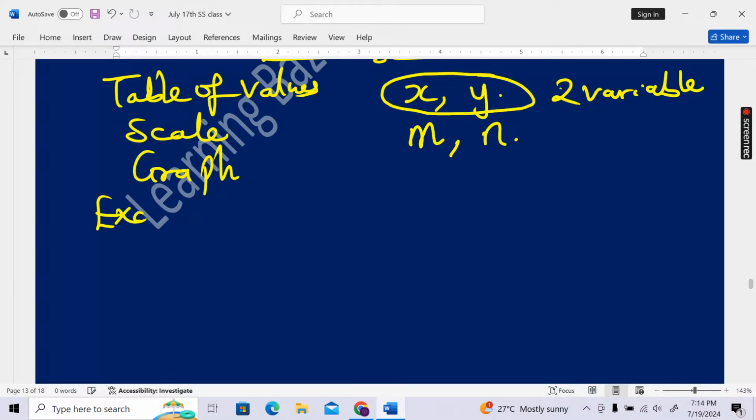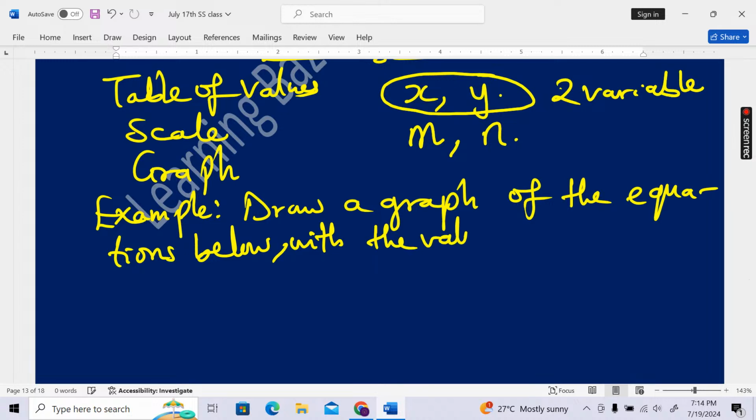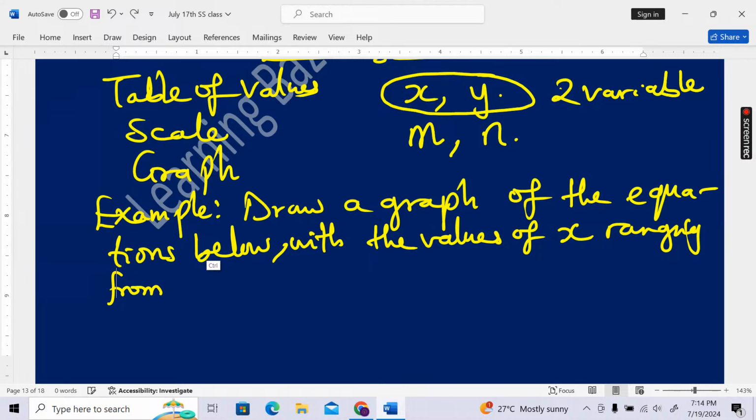So this is an example. Draw a graph of the equations below with the values of x ranging from -3 to +3. Now these are the two equations.